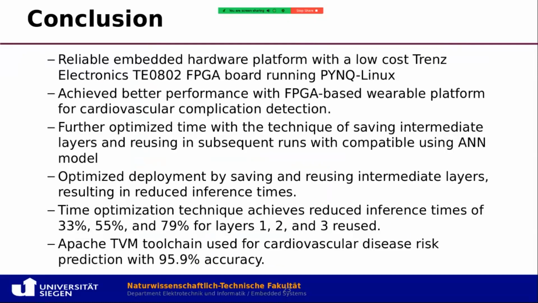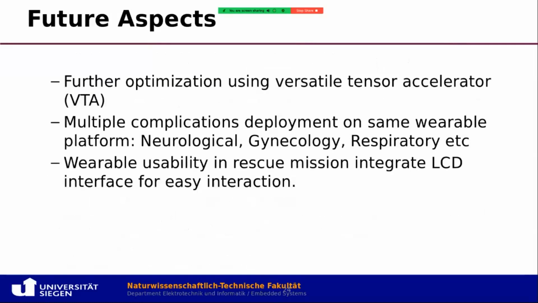In our time optimization technique, we could save up to 79% of the inference time when layer 3 is dropped, and we still have an accuracy of 95.9%.